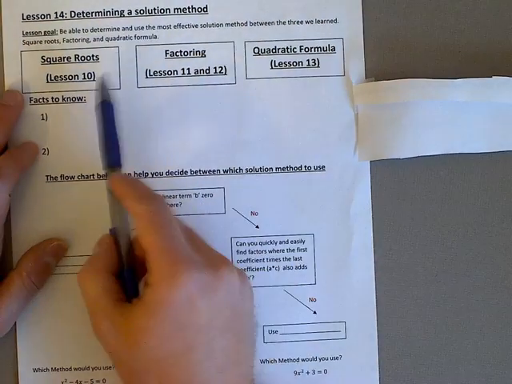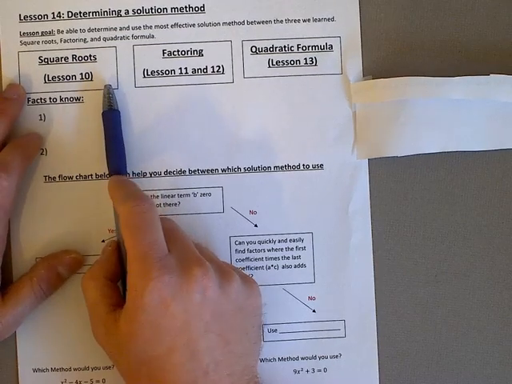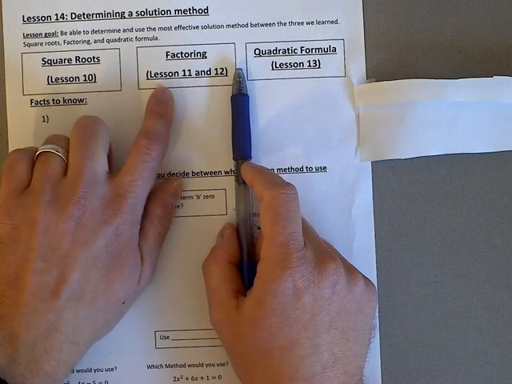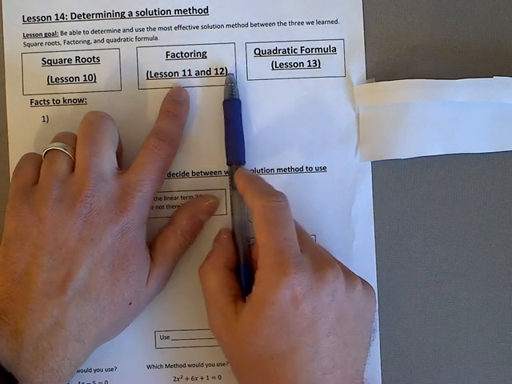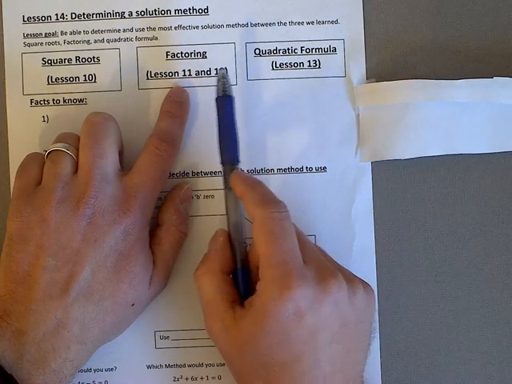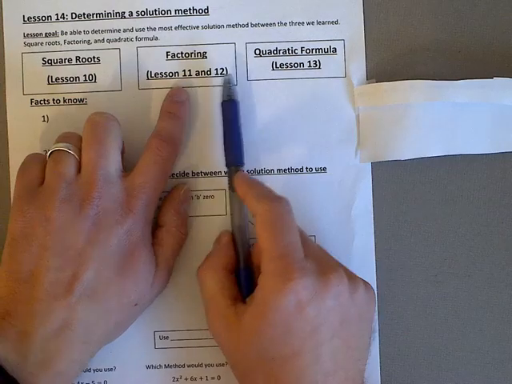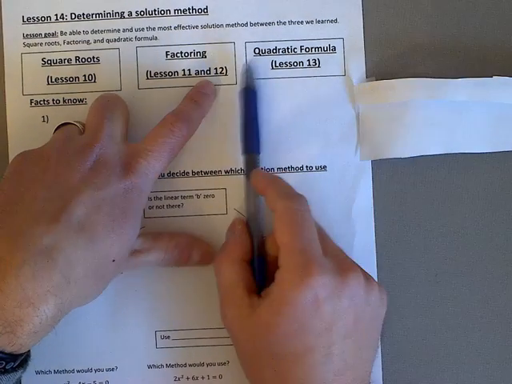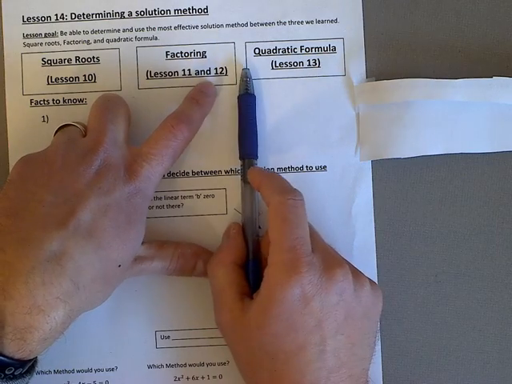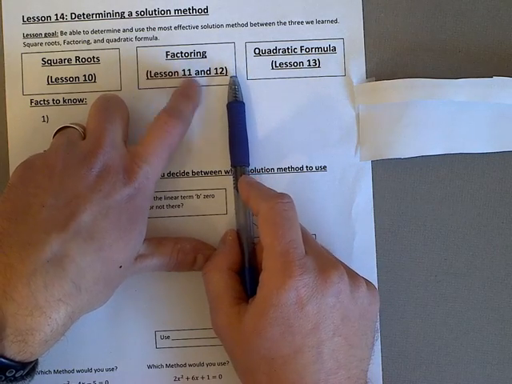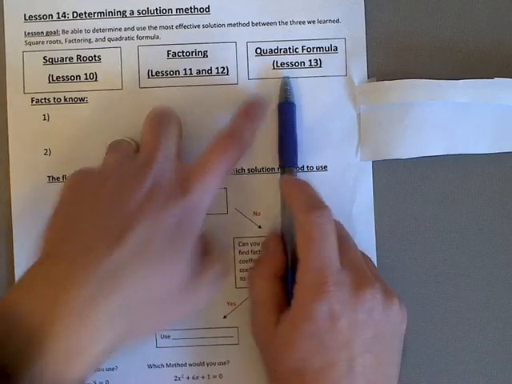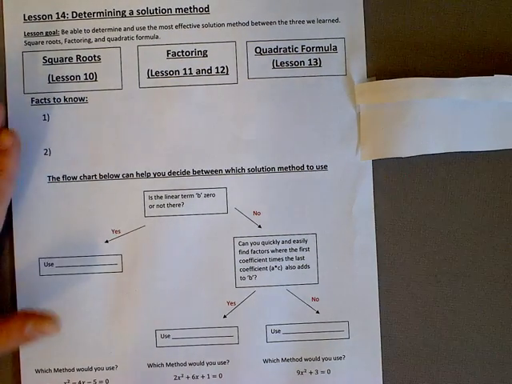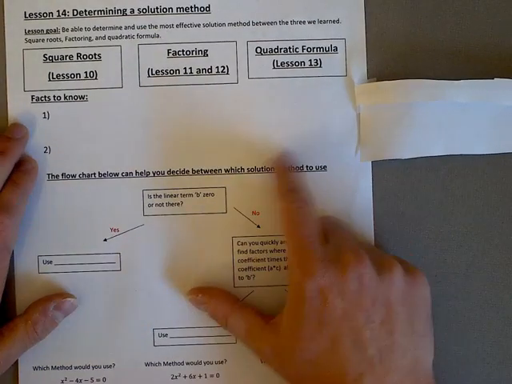In lesson 10 we talked about using square roots to solve. In lesson 11 we talked about using factoring when the coefficient in front of x squared is 1. In lesson 12 it's when the coefficient is bigger than 1 or a negative number. And lesson 13 was using the quadratic formula. So in this lesson we're going to talk about determining an effective method of solving.